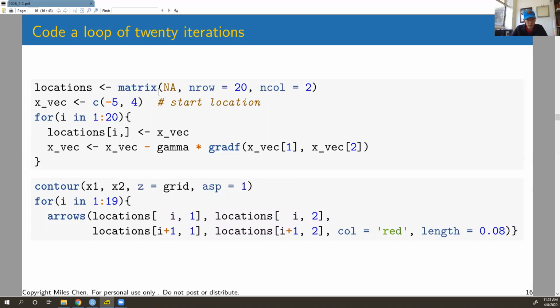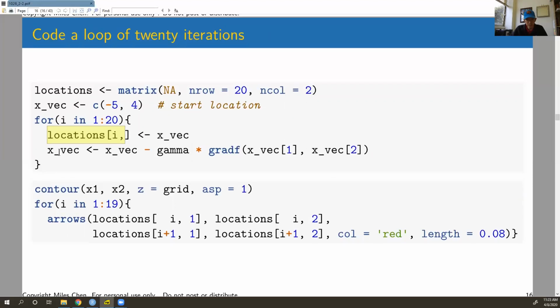The way this works is that I'm creating a matrix with 20 rows. With each iteration, I take my x vector and store it into row I of my locations matrix, and then in each iteration I update my x vector. I just say, take your current x vector and subtract off gamma times the gradient at your location. That updates our x vector right there, and I do this 20 times.